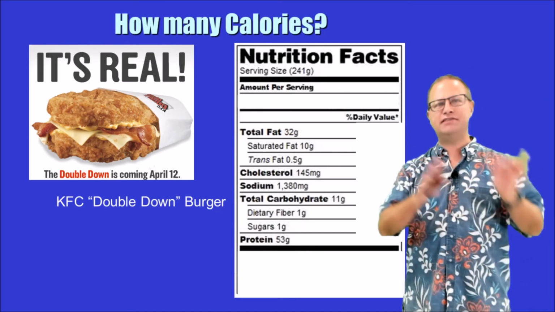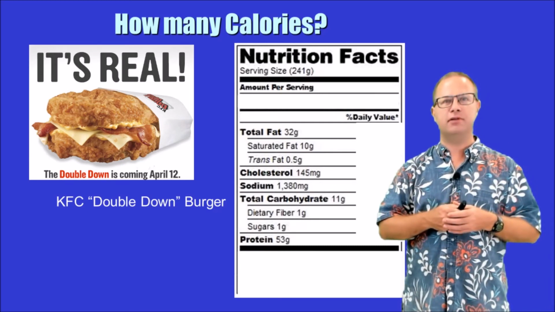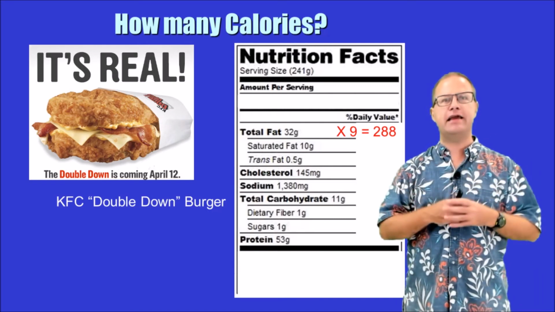Now remember back to what I said before, each gram of fat has around 9 kilocalories. So we take 32 and multiply it by 9, and we get 288 calories. That is, we have 288 calories from fat.